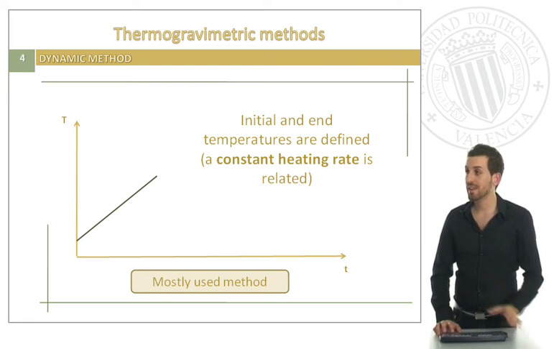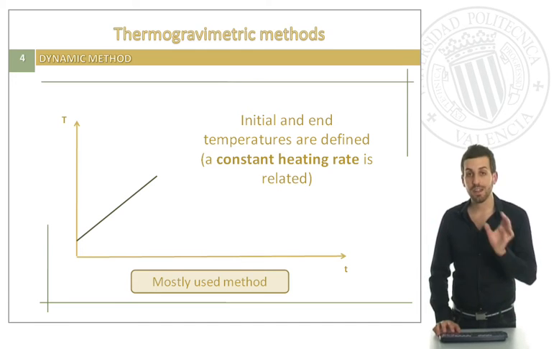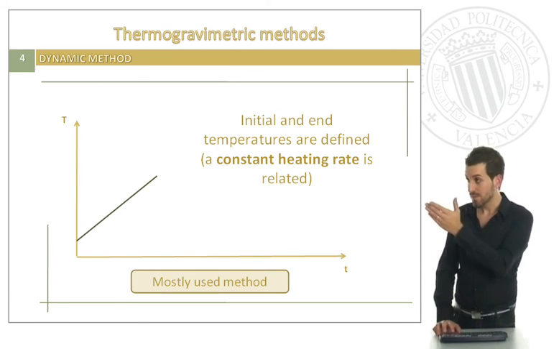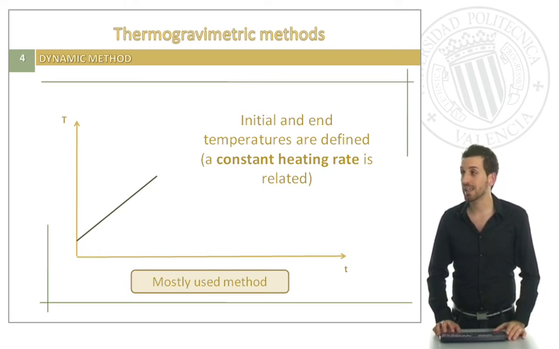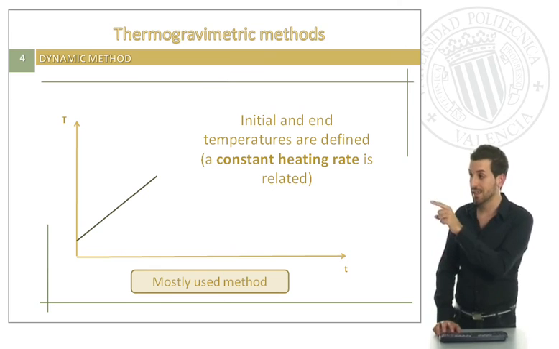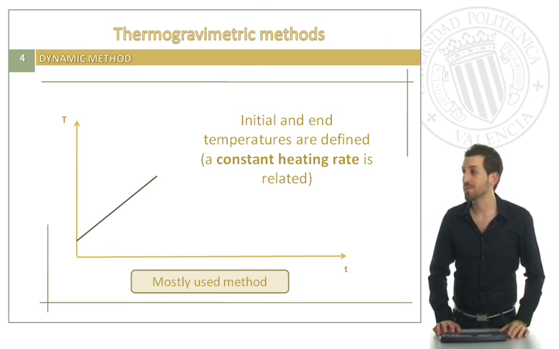Finally, if we define a dynamic method, the initial and ending temperatures are defined, or told in other words, we can define a constant heating rate. Most important is that this method is the one that is used most broadly.